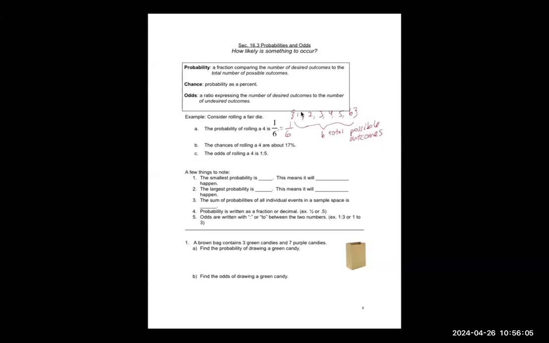Then they say here, the chances of rolling a four are about 17%. How they found that is they just did one divided by six, because you can turn any fraction into a decimal by doing the numerator divided by the denominator. They probably got 0.1666, which they rounded to two decimal places. They looked at the third decimal place, which is a six, greater than five, so they rounded up to 0.17. To turn that into a percent, I move the decimal twice to the right, and that becomes 17%. So that's why the chances of rolling a die and landing on a four are 17%.